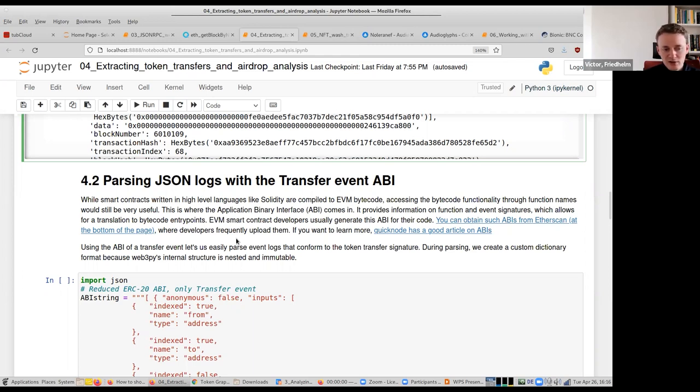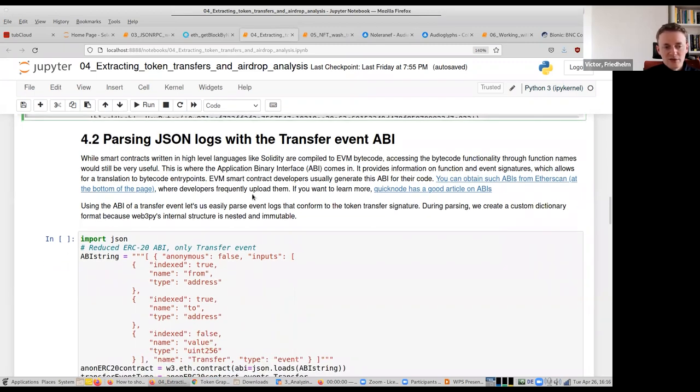So instead, it would be nice if you could use the function names of the high-level language still. And this is where the application binary interface comes in. It provides information on function and event signatures that have been implemented. And that allows for translation to these bytecode entry points. And so EVM smart contract developers usually generate this ABI for their code. And then even more frequently, they upload this to popular block explorers like Etherscan.